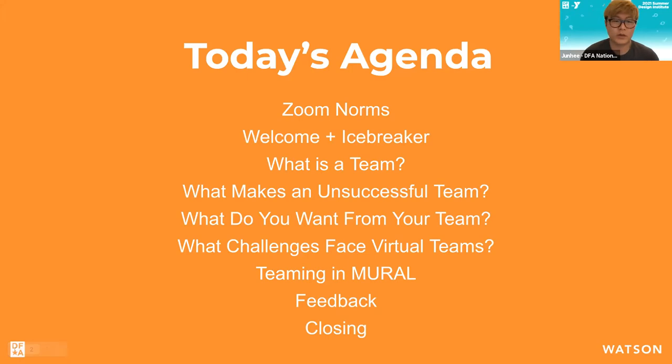Yeah, so I'll quickly go over the agenda. Today we're just gonna quickly go over the Zoom norms, then we're gonna have a quick icebreaker as well, and then we're gonna dive into what is a team, what makes an unsuccessful team, what do you want from your team, and then what challenges face virtual teams. And then after that, we're gonna get into the meat of the workshop, which is the teaming activity in the mural. And when we come back, we're gonna be doing the feedback, and then we're gonna close.